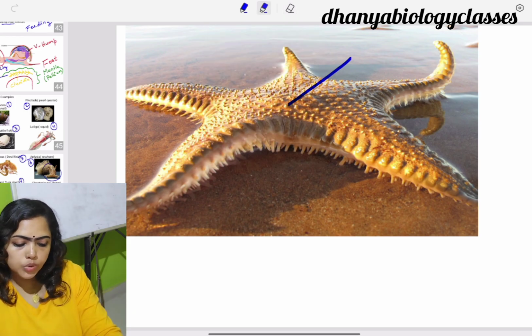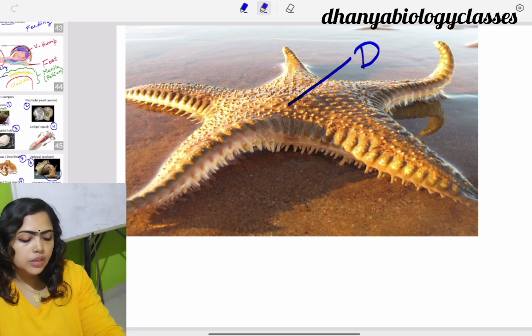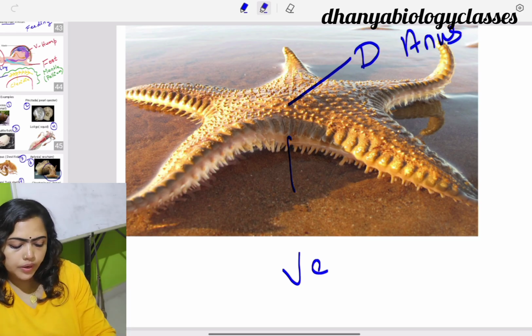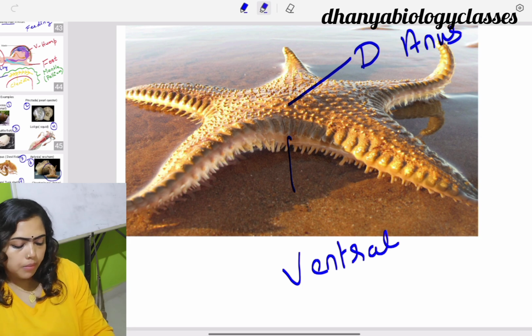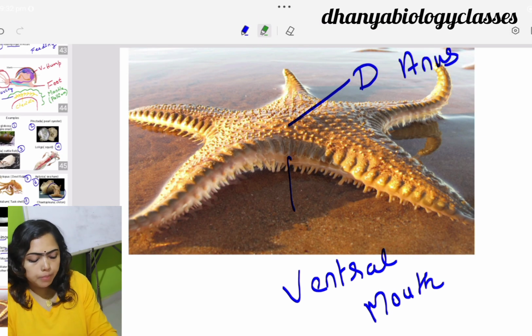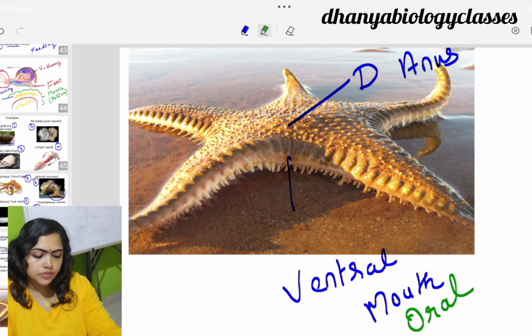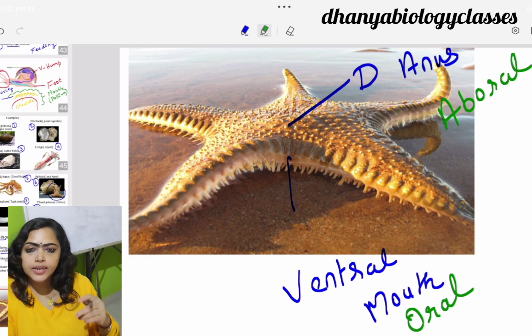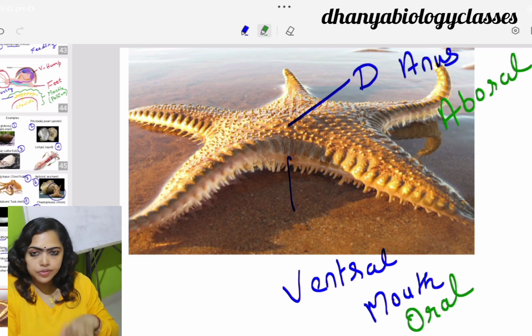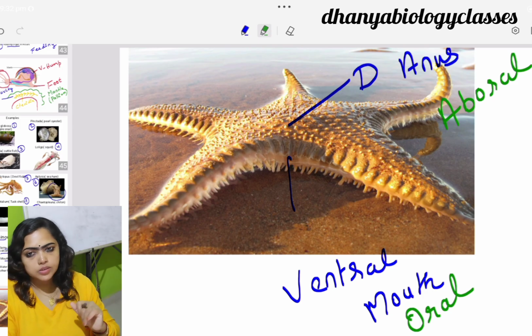And this is the dorsal surface, right? Dorsal surface carries what? Anus. And this is the ventral surface, and this ventral surface carries what? Mouth. One more thing: the mouth-carrying surface is called the oral surface, and the anus-carrying surface is called the aboral surface. Okay. So the location of the mouth is the ventral or oral surface, and the location of the anus is the dorsal or aboral surface.